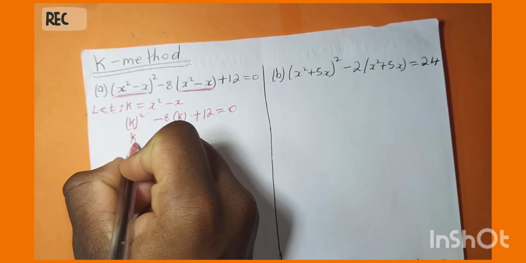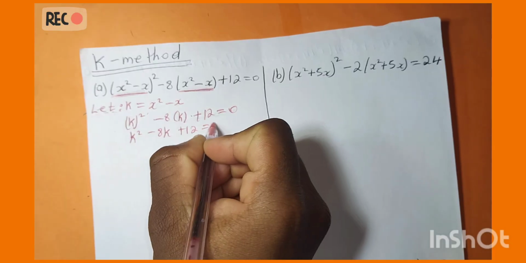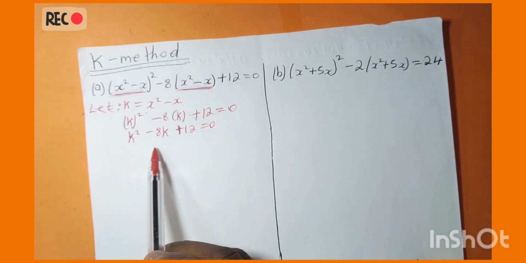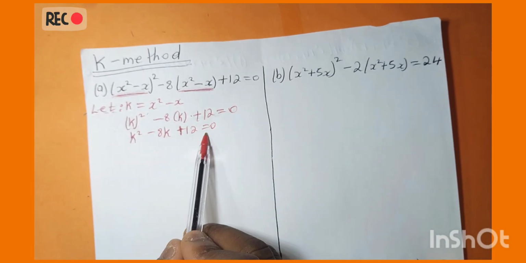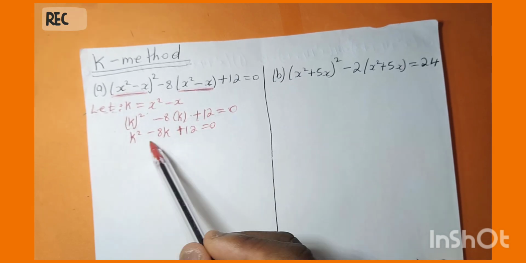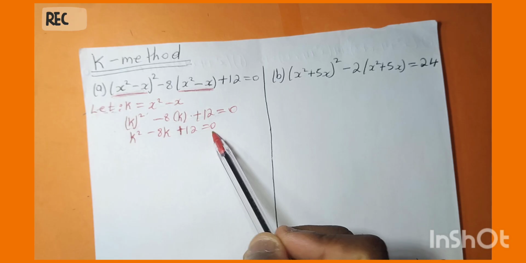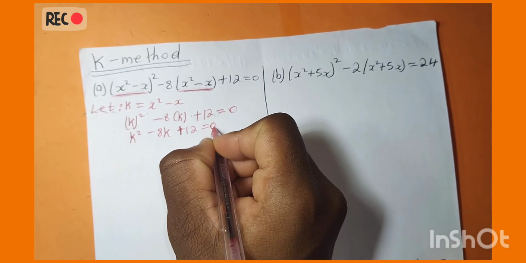Meaning this equation, let me just write it in this format. So it's much easier for me to recognize my equation. I apply K to make the equation simple to see, simple to observe.